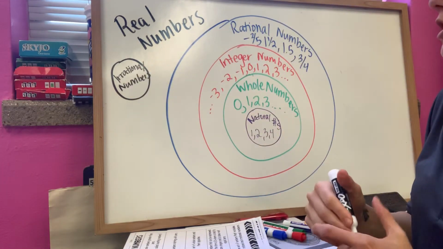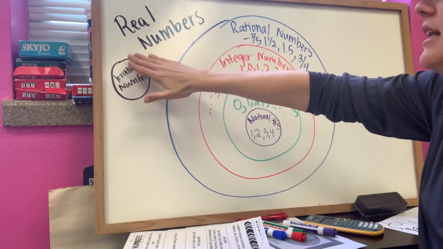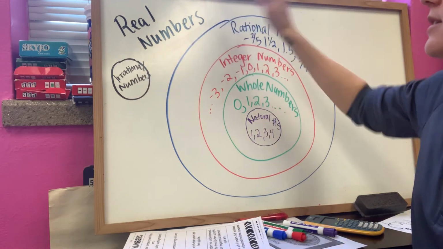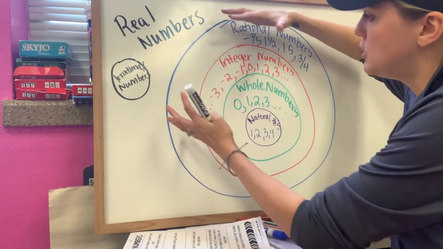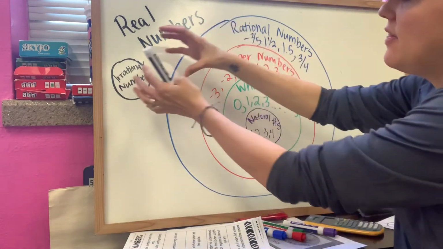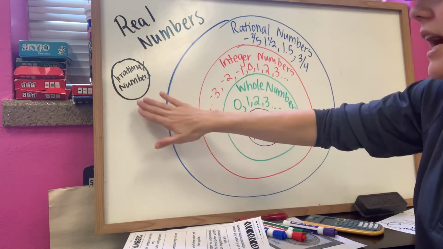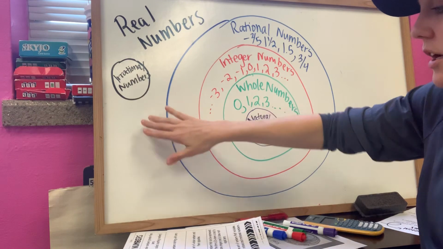Okay, so to sum up this video, all you really need to know is any number is under the big umbrella of real numbers, okay? And then under real numbers, we have rational numbers, which include all of these things, and then we have irrational numbers that would not be in here. And we haven't talked about them really yet, so you don't really know what irrational numbers are.